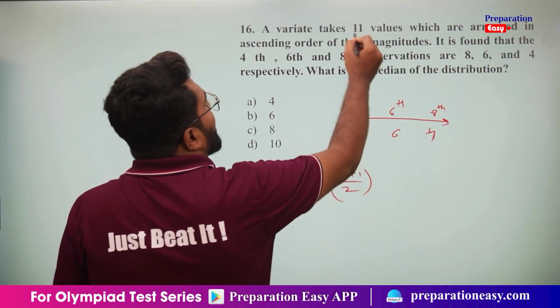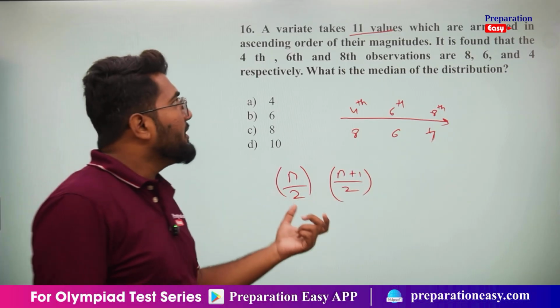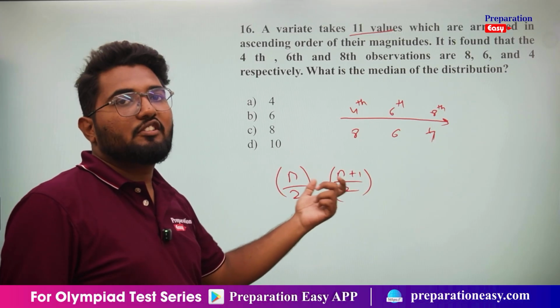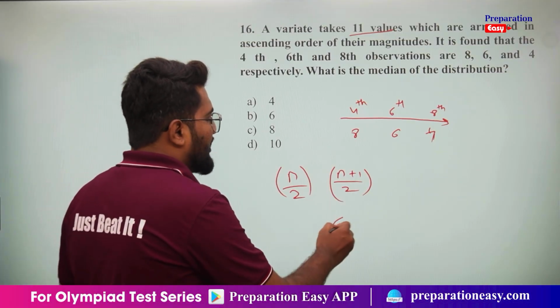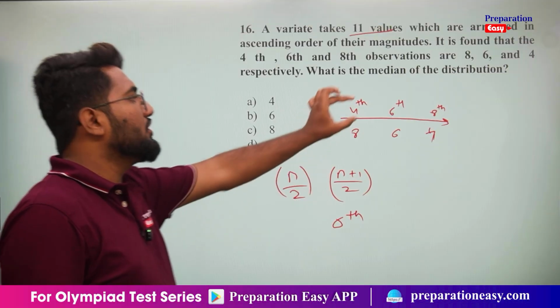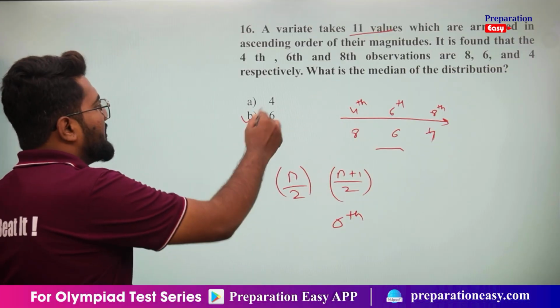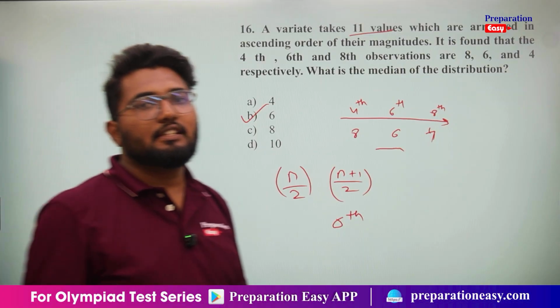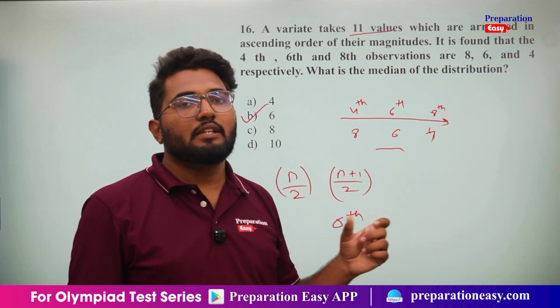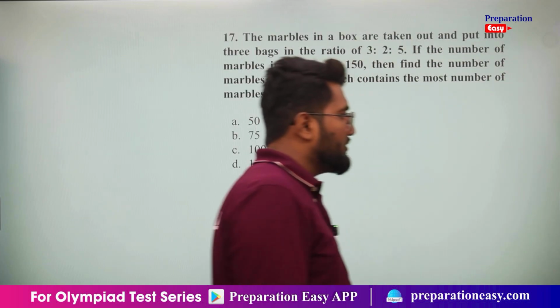N is here 11 values. N will become 11, the total number of values. So 11 plus 1 is 12, 12 divided by 2 is 6. So the number at the 6th position will become the median. What is the number at the 6th position? It is 6. So our answer will be option B. Okay, understand? Let's move towards the next question.